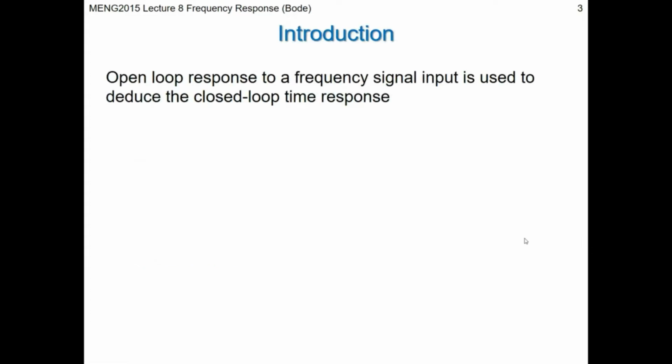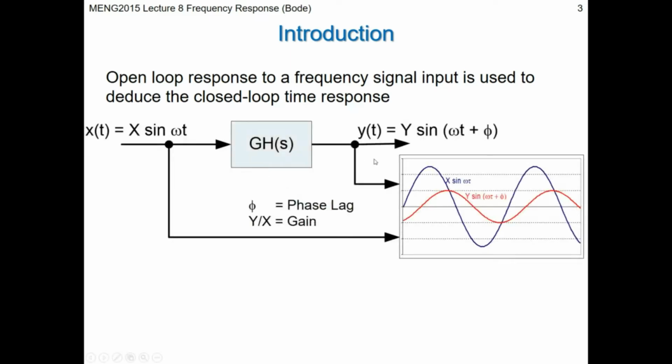Open loop response to a frequency signal input is used to deduce the closed loop response time. This is an open loop system, i.e. it doesn't have a feedback loop. This is just feeding a frequency into a system that's represented as GH, and we're measuring the output from that system. So x(t) is our input, y(t) is our output.